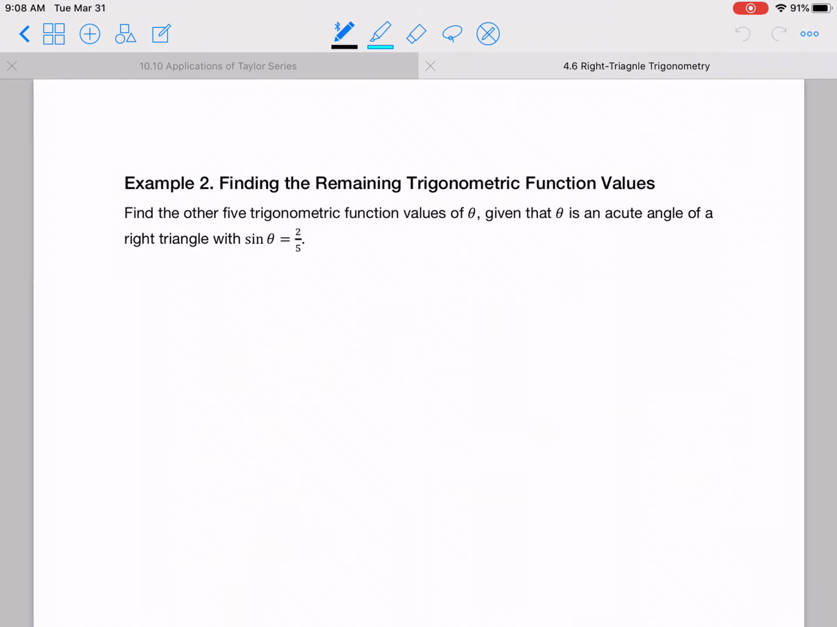Let's try another one here. Finding the remaining trigonometric function values here. Find the other 5 trigonometric functions of value theta, given that theta is an acute angle of a right triangle with sine theta equals 2/5. So what we're going to do is draw ourselves a nice right triangle, best I can. And so let's say there we go. There's our right triangle, and we're going to get something like this. We'll call this theta. That'll be our right angle.